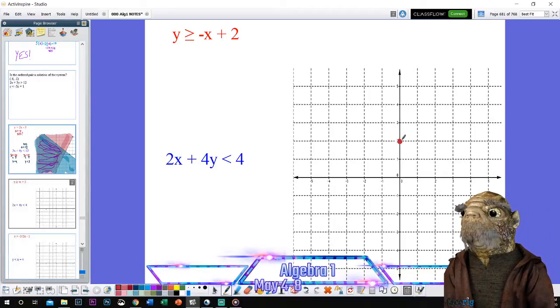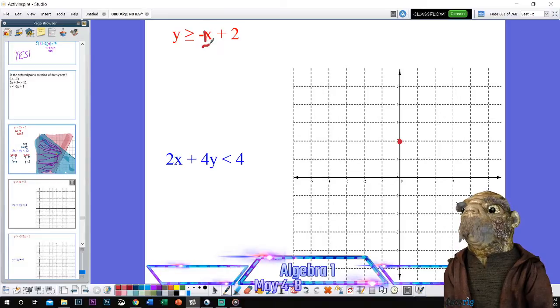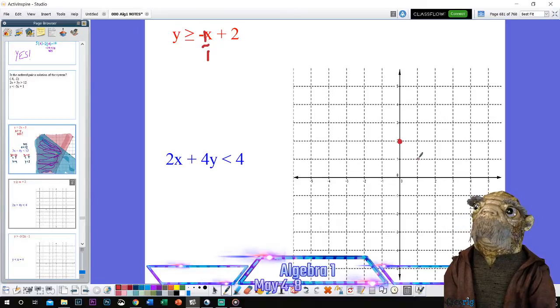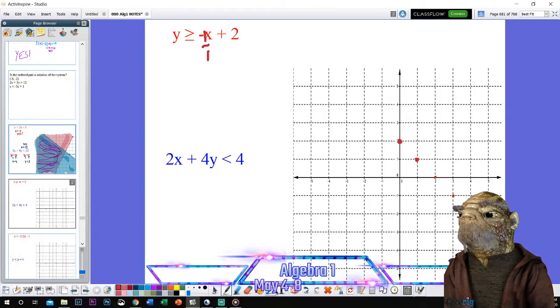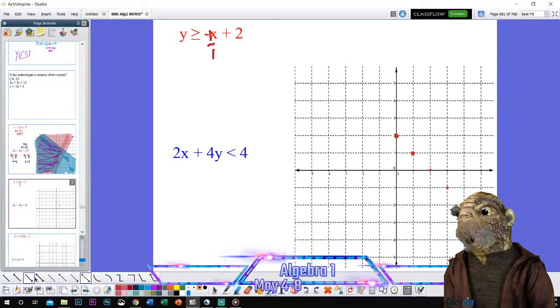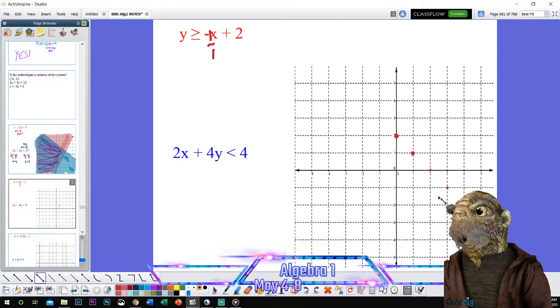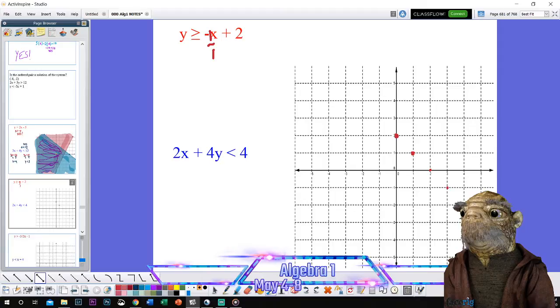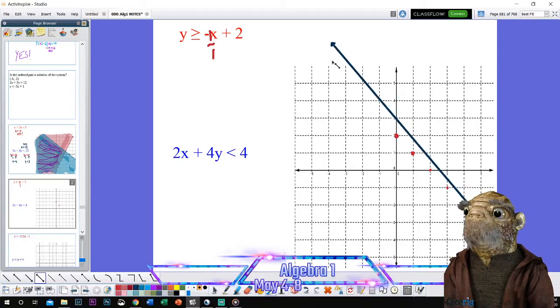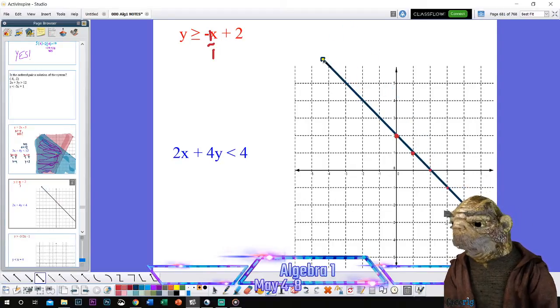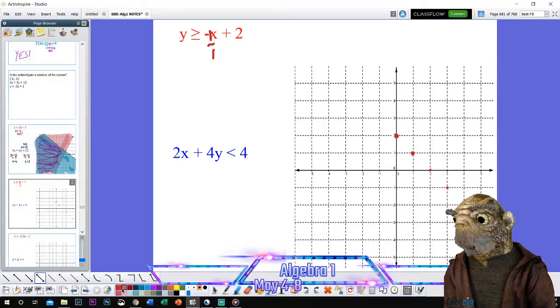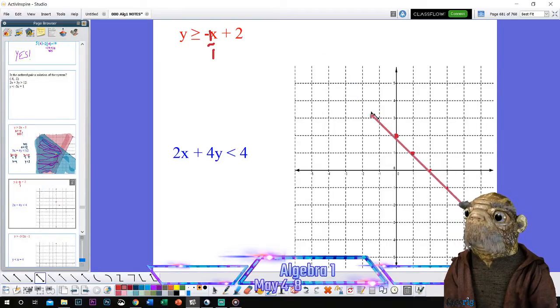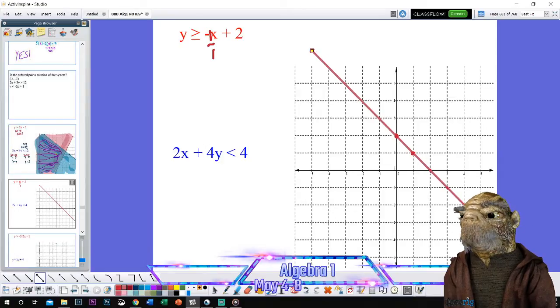Alright, there's 2. My slope was -1 over 1, so I'm going down 1, right 1. I'm going to keep going down 1 and right 1 to make my line really straight. My line this time is going to be a solid line. And I probably should have made it red. Sorry about that. Let's try again. That's better. Now for the blue line.